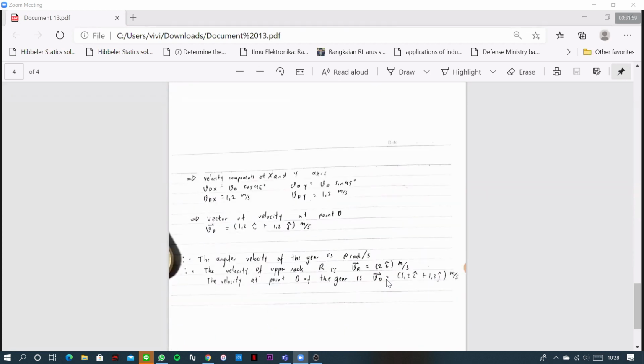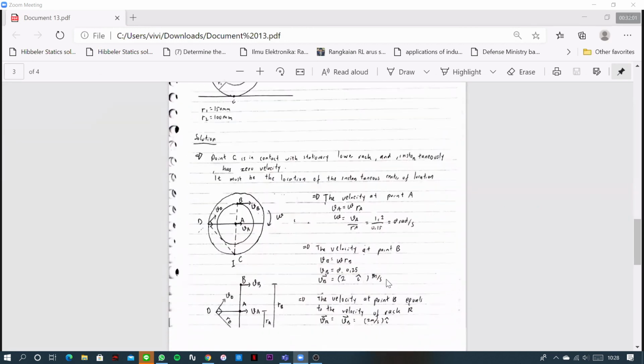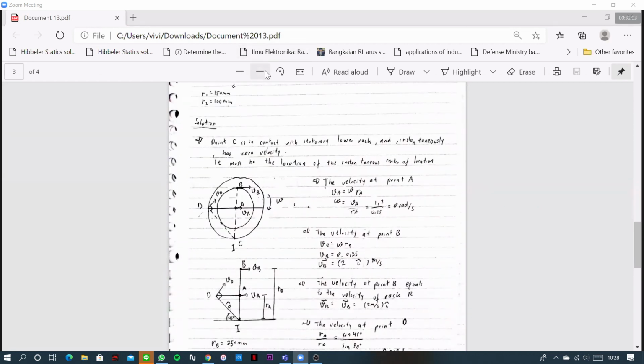Okay, let me see again from the top, and can you zoom it? It's too small for me to see.